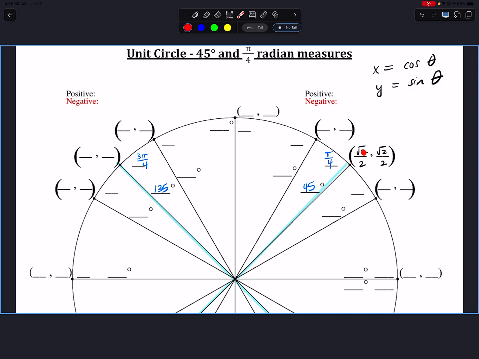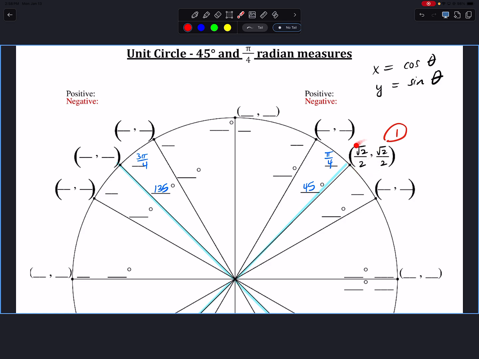So make sure we understand this. This means cosine of 45 degrees is root 2 over 2. You guys paying attention? And sine of 45 degrees is root 2 over 2. Outside of this parentheses, I want you guys to circle a number that's going to represent the tangent. What was the tangent of 45 degrees? 1. Okay.